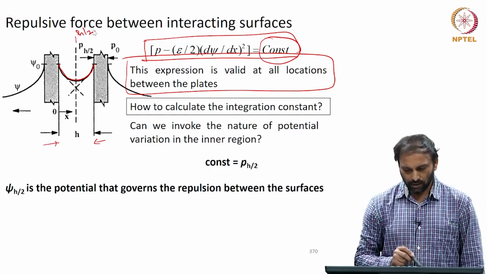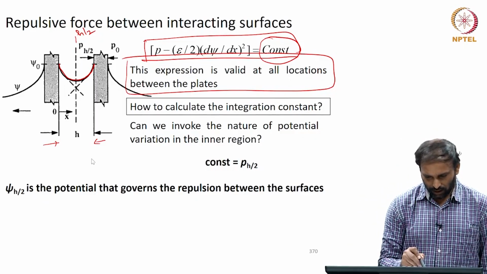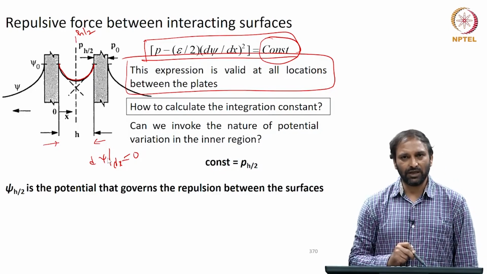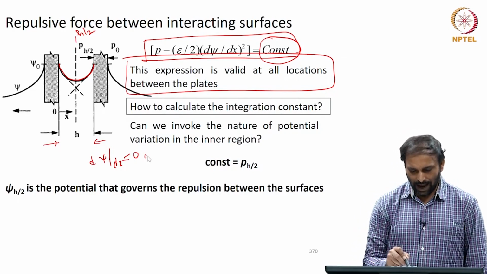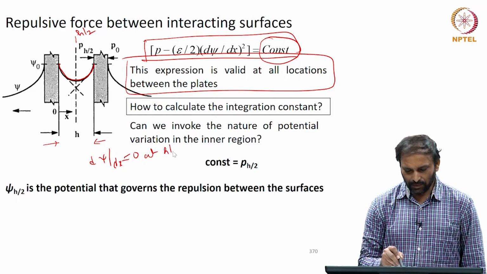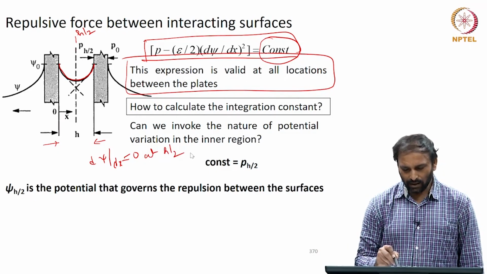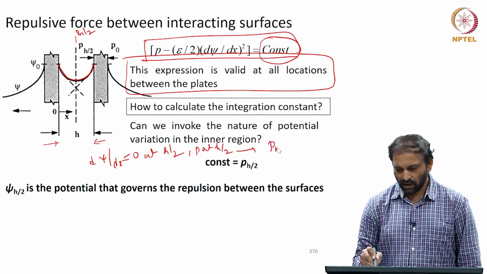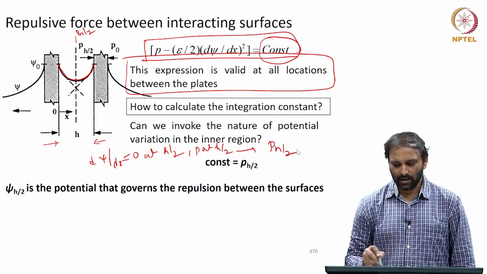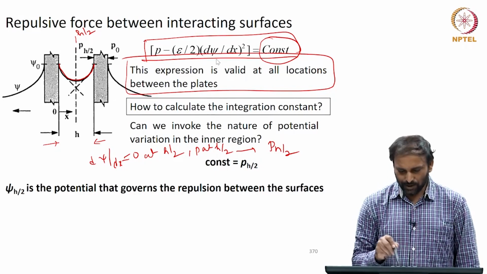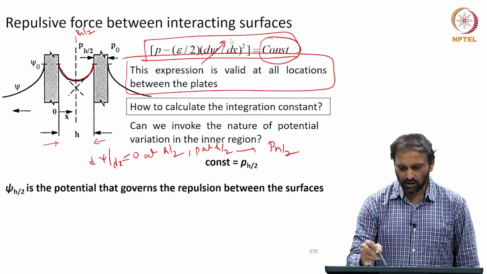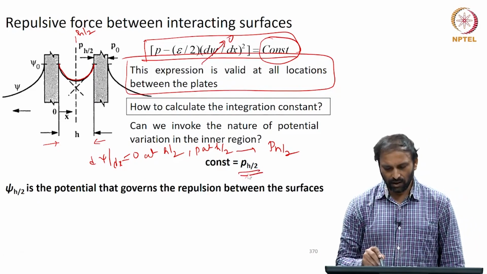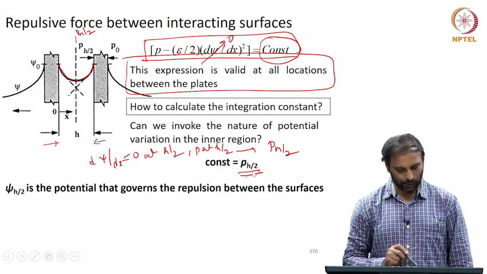At the midpoint, you can say that d psi by dx is equal to 0, okay, at h by 2, and pressure at h by 2 is p h by 2. Okay. So, therefore, if I substitute these conditions, this term becomes 0. Therefore, the constant essentially becomes p at h by 2.